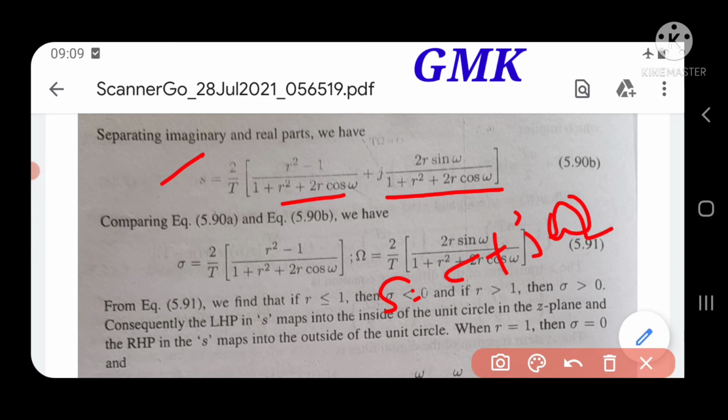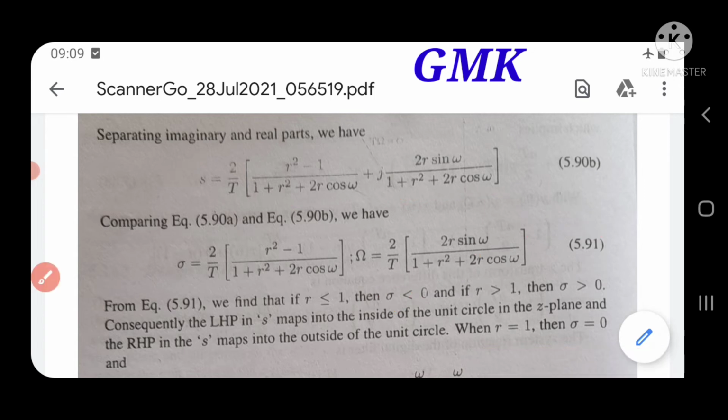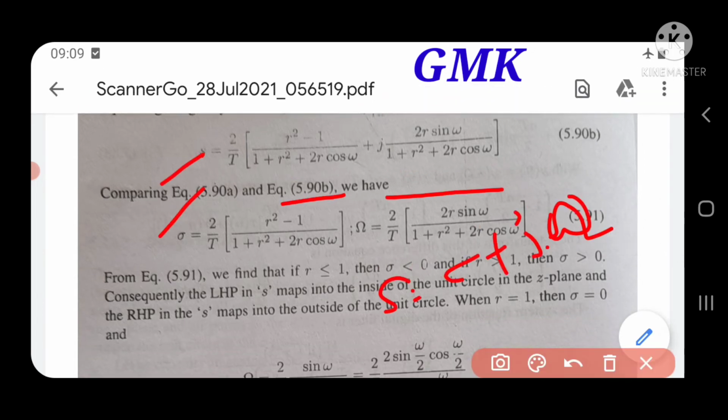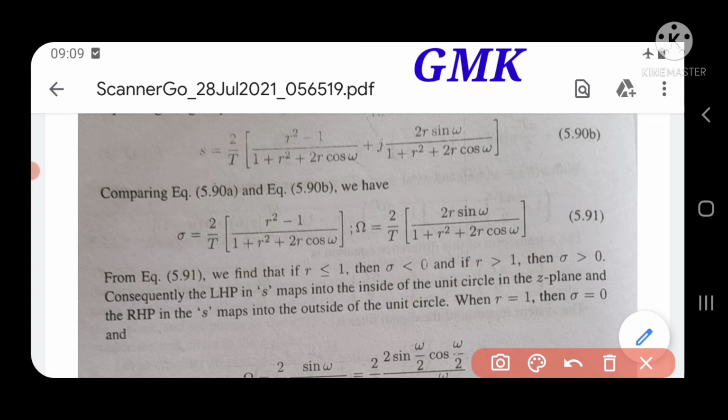Here omega is in terms of analog format, and sigma is equal to 2 by T into (r square minus 1) by (1 plus r square plus 2r cos omega). At the same time, omega is equal to 2 by T into 2r sin omega by (1 plus r square plus 2r cos omega). So these are the conditions.